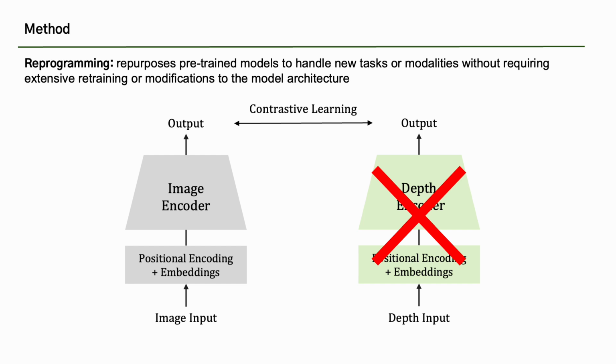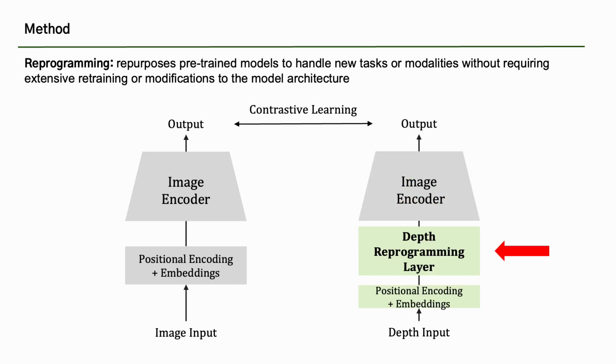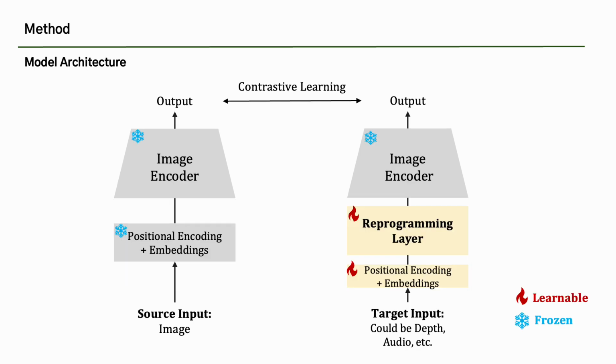So with ImageBind as our baseline, but instead of using specialized encoders, we aim to map all modalities into the image domain with a reprogramming layer by leveraging the binding property of images and the knowledge of the pre-trained image encoder model it uses. So this is our model's overall architecture.